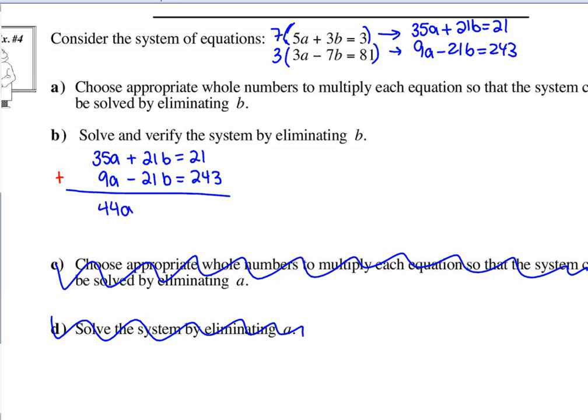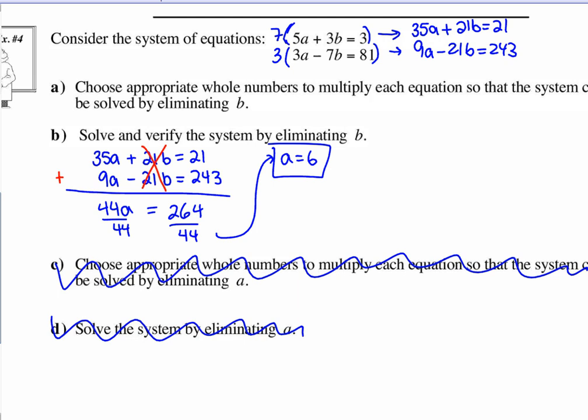44. B's are eliminated. Equals 200 and... Did I make a mistake? Yes, I mean, I just added one. 264. So A, divide both sides by 44. A is what? A is 6.